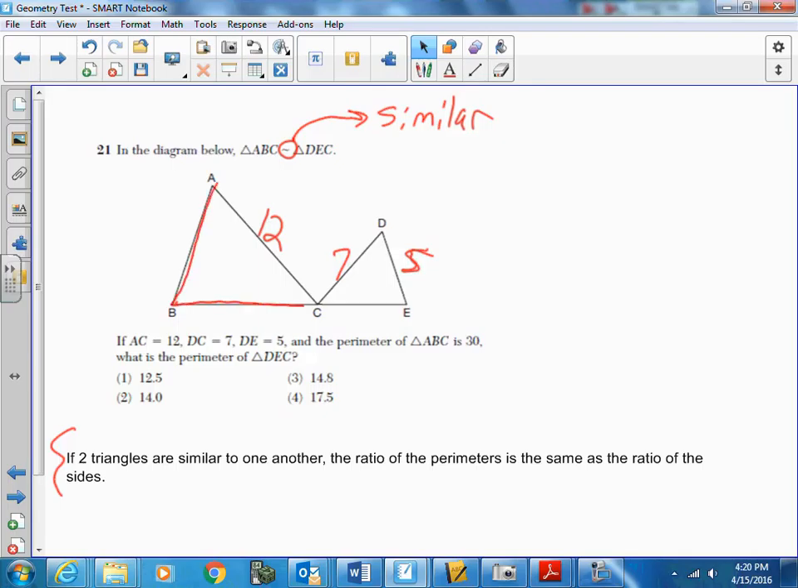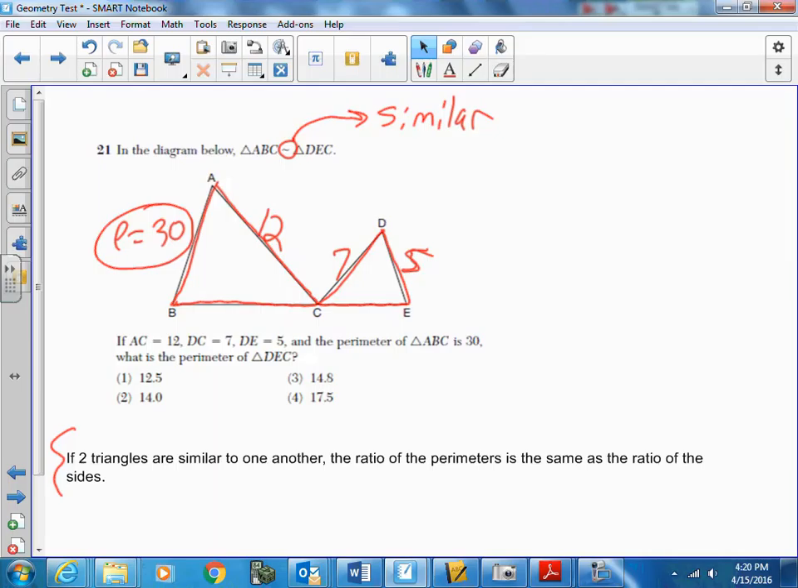so that means ABC, that means all the way around is 30. So perimeter equals 30. What is the perimeter of DEC? So we're looking for this perimeter over here of the smaller triangle. So in this case, you know the perimeter of ABC is 30. You don't know all the sides, but you do know it is 30. For DEC, you know one extra side, but you don't know the perimeter.